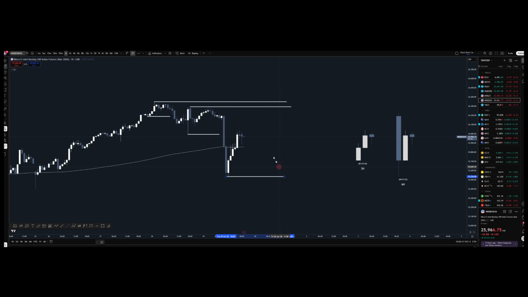So on the 1 hour, if we break that, then this will become our protected high, unless we do swing up, make another high, and then break this. Or if we come back up and take these highs, then we work with the lows.